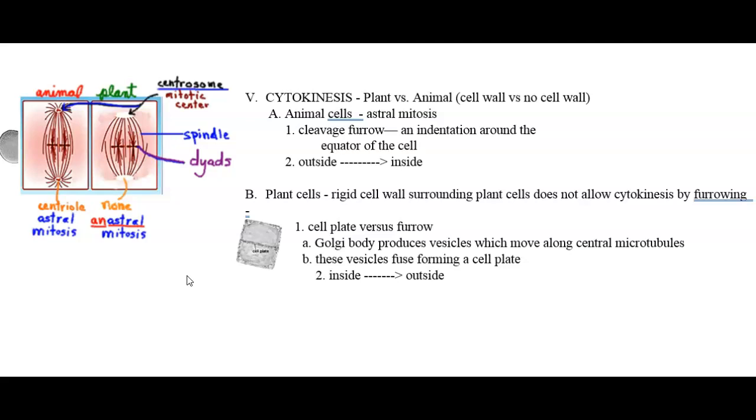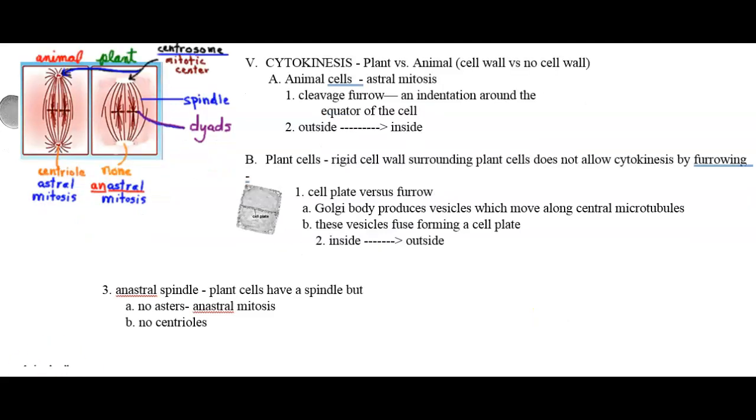Plant cells, because of the rigid cell wall, like also fungus, right? They can't have that. So they're going to have a cell plate, and it's the Golgi that's going to be producing that. So they're going to be dividing from the inside out. So plant cells are anastral, without the aster, without the star-looking fibers. So plant cells have a spindle, but they don't have any asters, and they don't have any centrioles in their centrosomes.